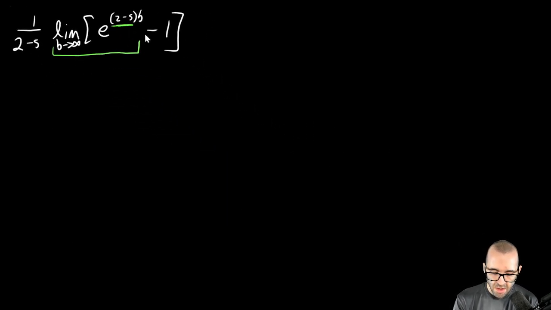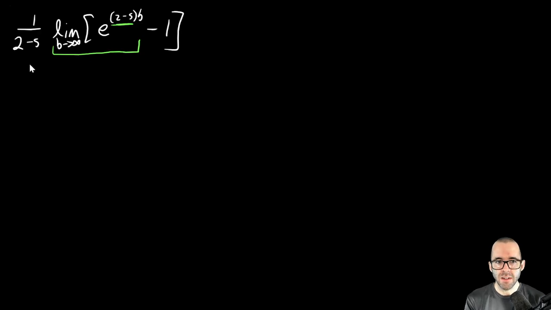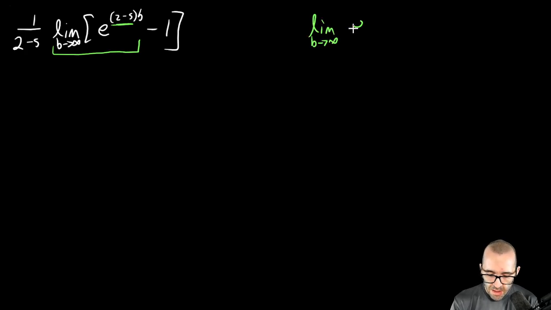Let's say I don't want to write all this other stuff. I only care about the green. So we're going to ignore the other stuff for now. And the way that we're going to do that is we're going to go off to the side and say, okay, what is the limit as b goes to infinity of e to the 2 minus s times b? And we're going to find out it really depends.